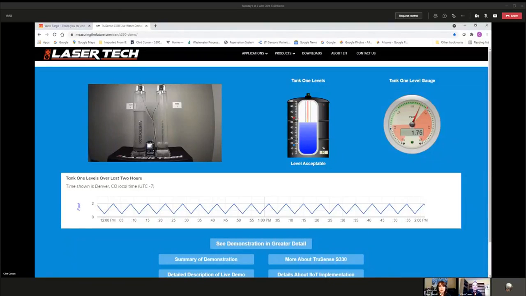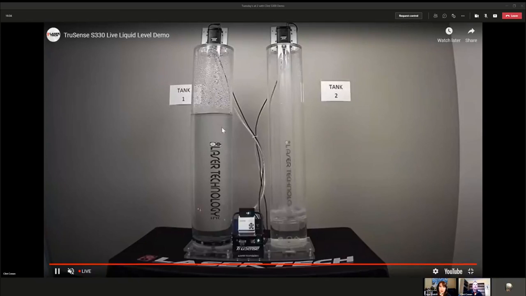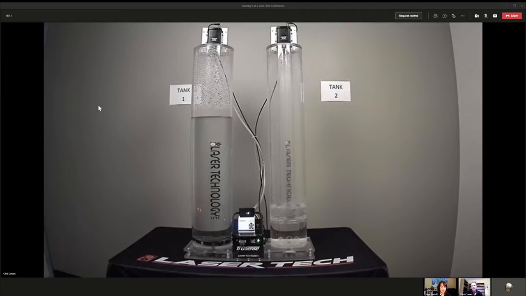Hopefully everyone can see the screen. I can see it. Okay. I'm going to enlarge the picture of the demonstration. And this is live. There may be a 2 or 3 second lag just due to the internet itself, but otherwise this is actually happening. We have this demonstration set up and we're running it 24/7 at LTI.